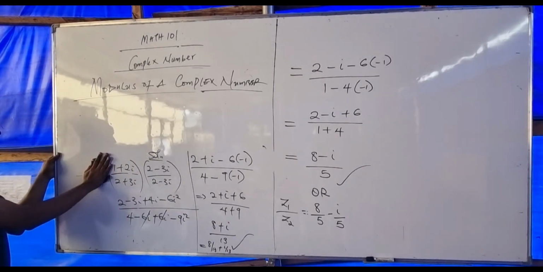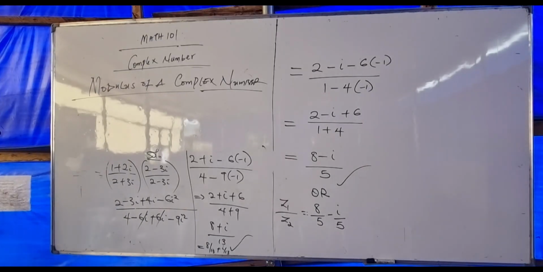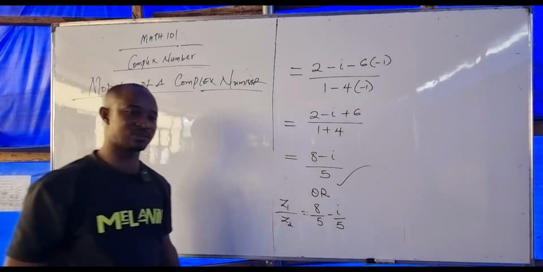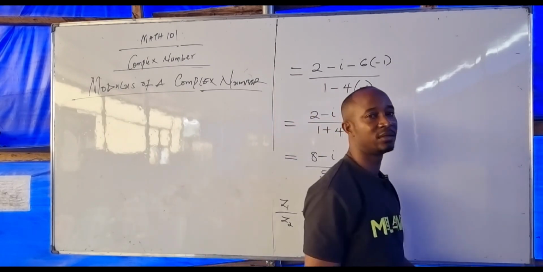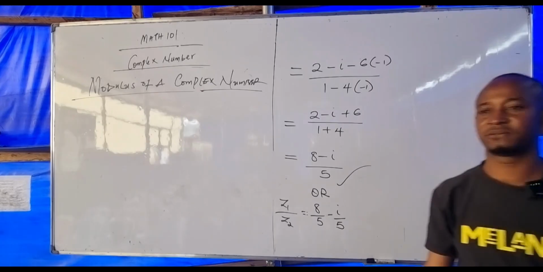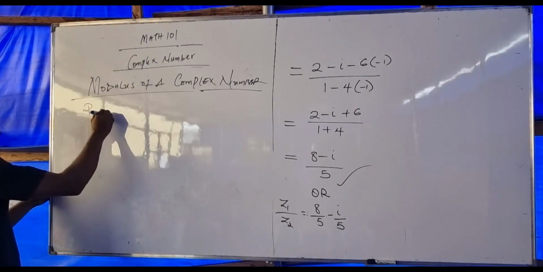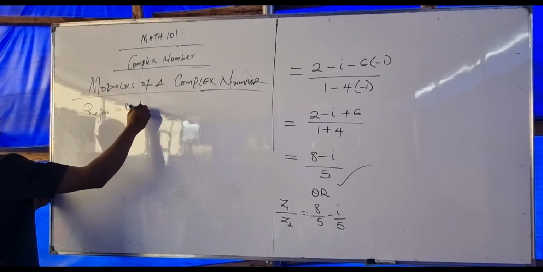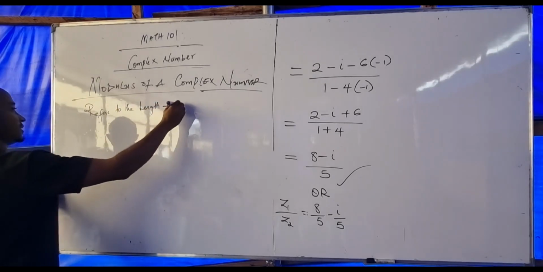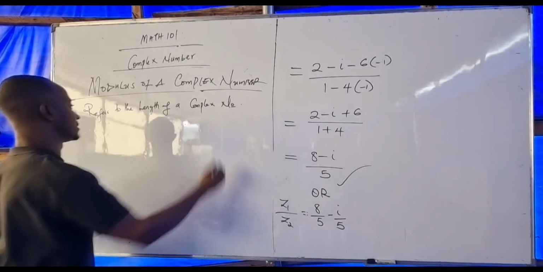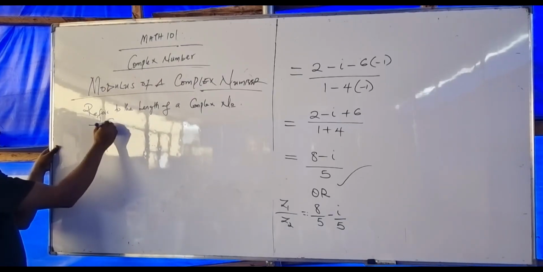Okay, so the next is modulus of a complex number, right? Yeah, put it down. Modulus of a complex number refers to the length of a complex number. This refers to what? The length. To the length of a complex what? Complex number. This can also be called size.